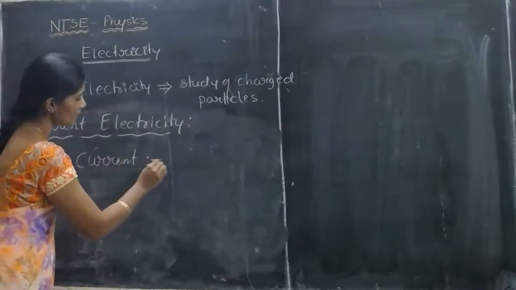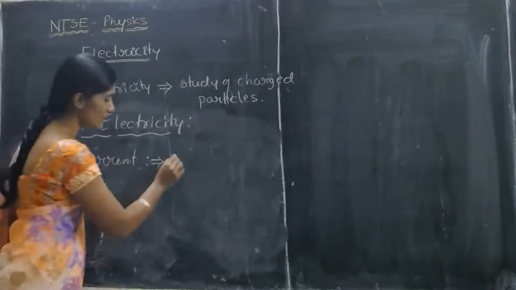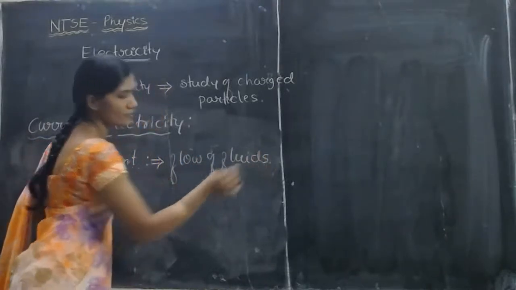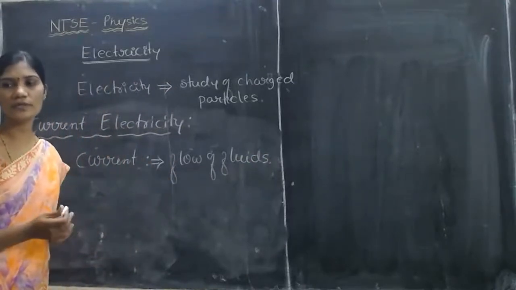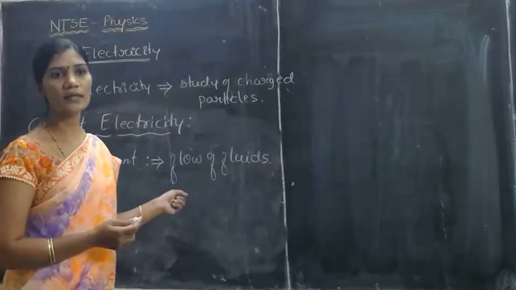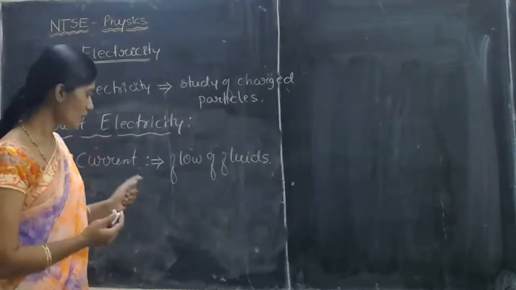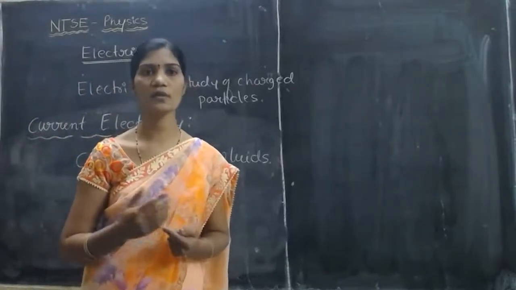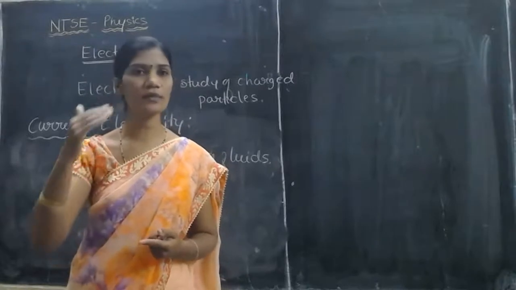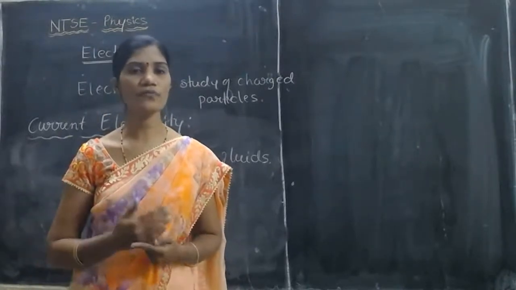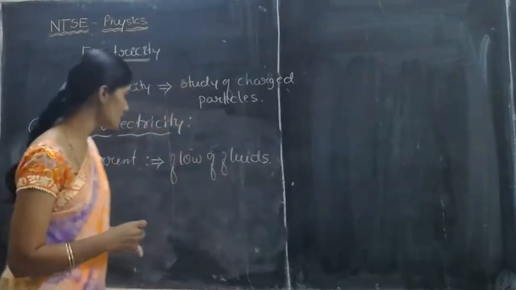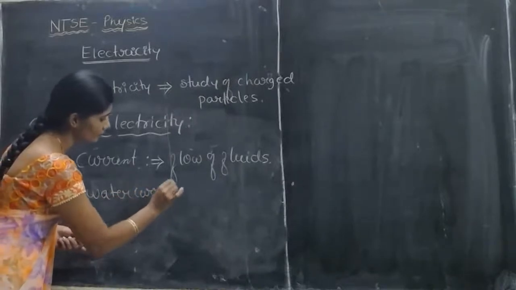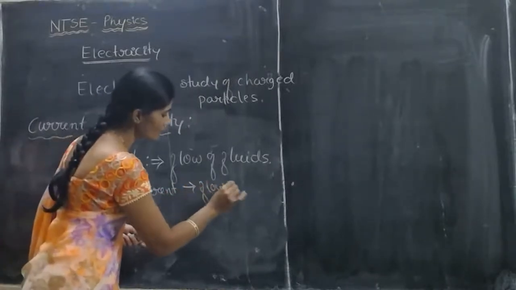You are all familiar with the meaning of current. Current means it's a flow. Flow of what? Flow of fluids. Water current, air current, people current, children current. You might have seen in water bodies how the water flows in a river, in a waterfall. Water flows from a higher level to a lower level. This flow of water from high level to low level is called a water current. Water current means flow of water.